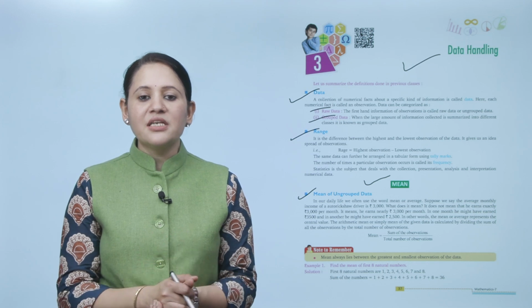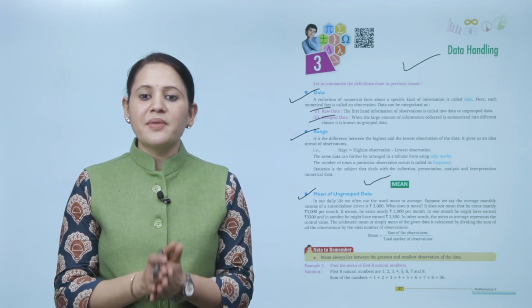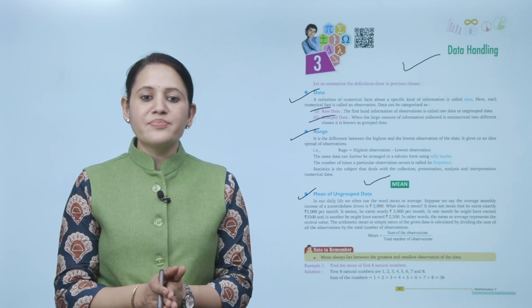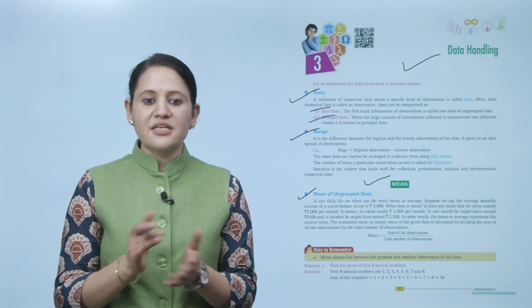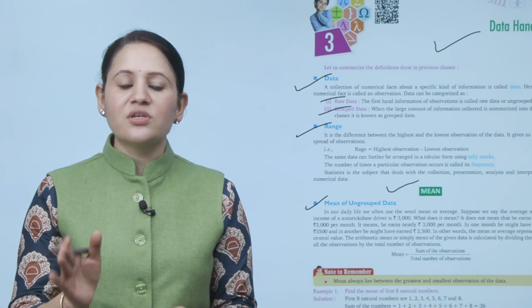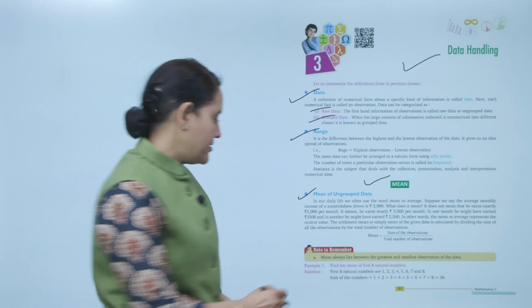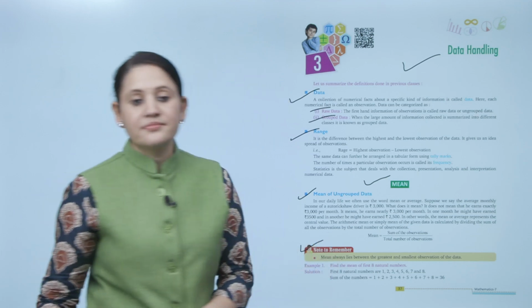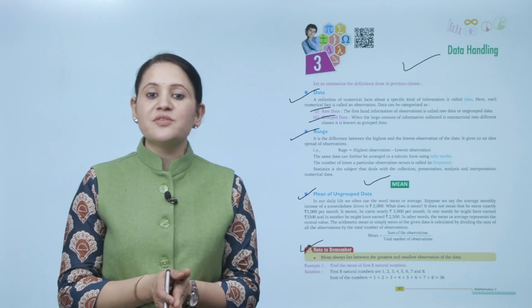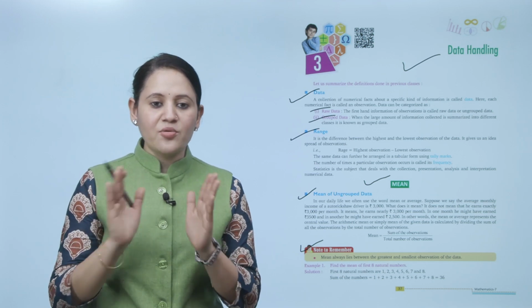The arithmetic mean, or simply mean, of given data is calculated by dividing the sum of all observations by the total number of observations. So mean equals होता है sum of observations divided by the total number of observations. Next is a note to remember. Mean always lies between the greatest and smallest observation of the data. उसके बीच ही होगा mean.